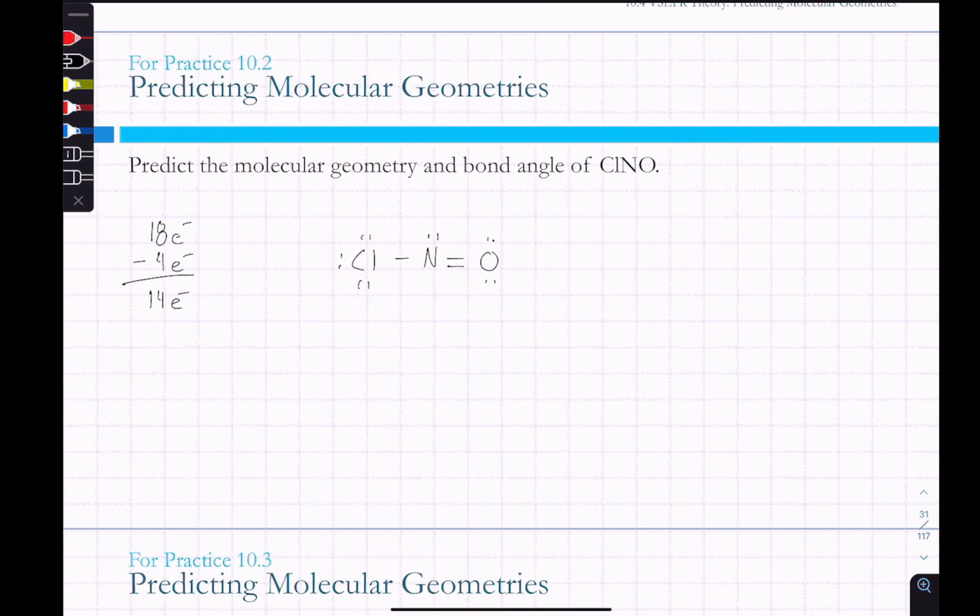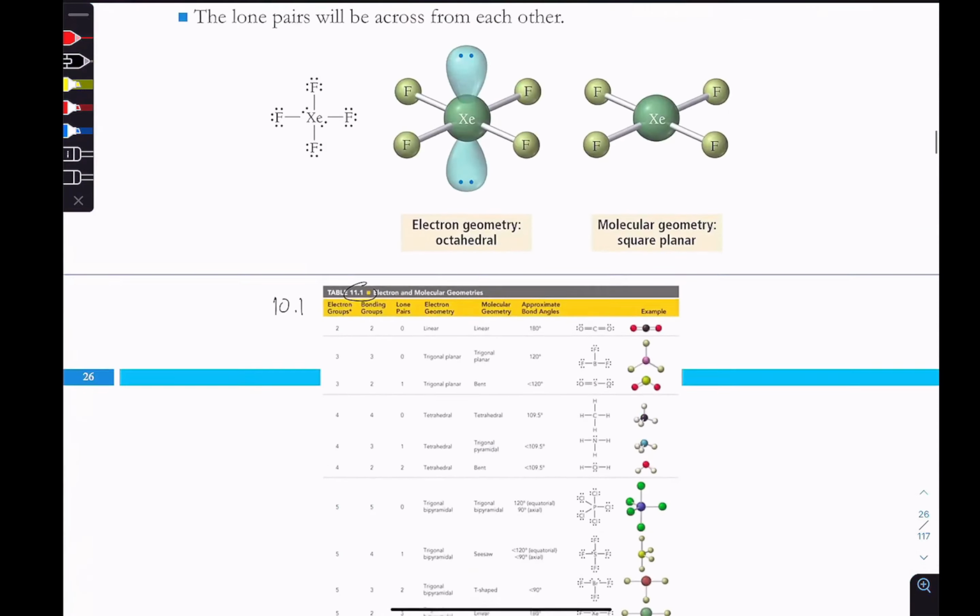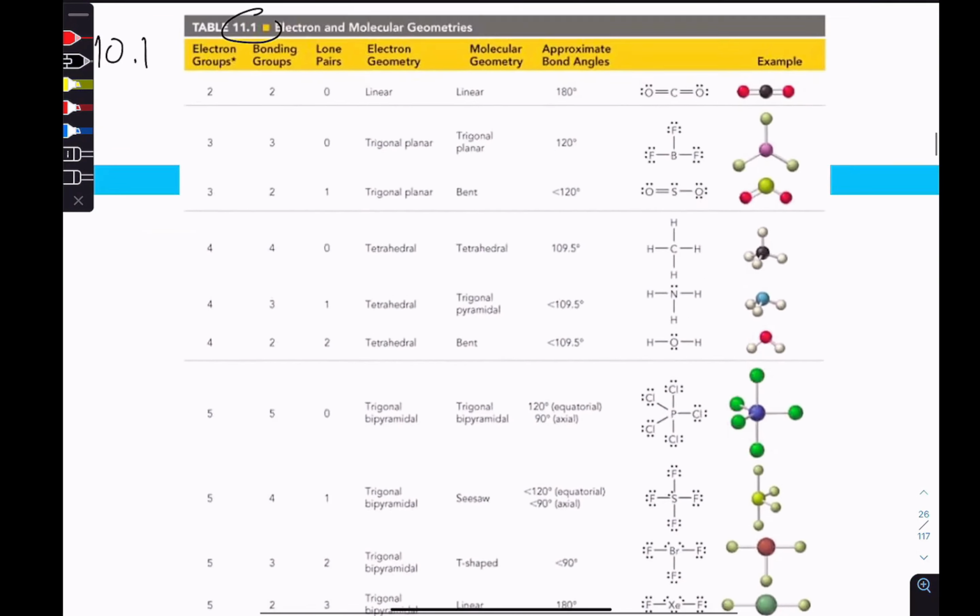So let's use this AX notation. So we've got AX, E. How many X would be our bonding groups? How many bonding groups are there? 2. So double bonds even count as a single bonding group. How many lone pairs? Just 1. Usually leave 1s off, so it's just AX2E. That would be the VSEPR formula, so you could take that up to this table.